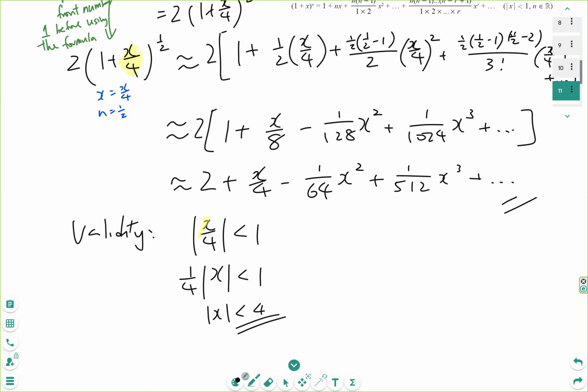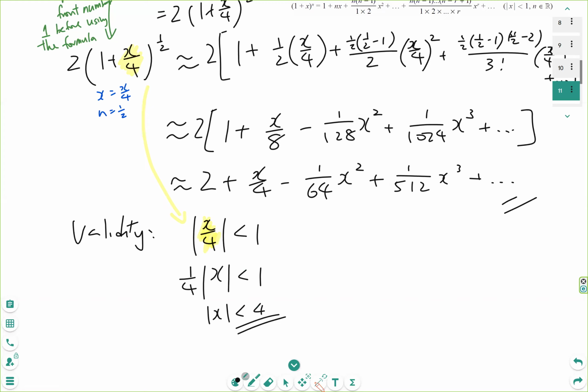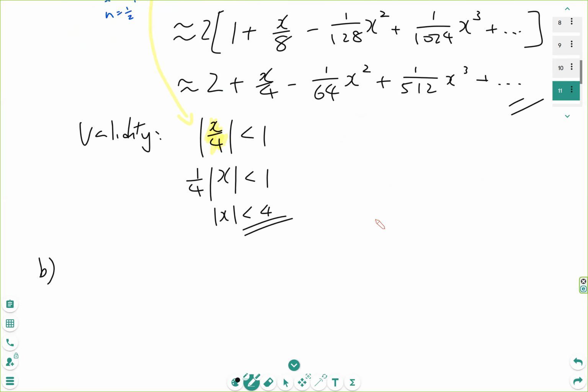So where does it come from? It comes from here. Just color code for you. You can use the previous notes in here. You can see the b over a comes from here. Same thing. Okay, pause the video for part B and have a go at the question. I'll set you up if you're struggling to start.